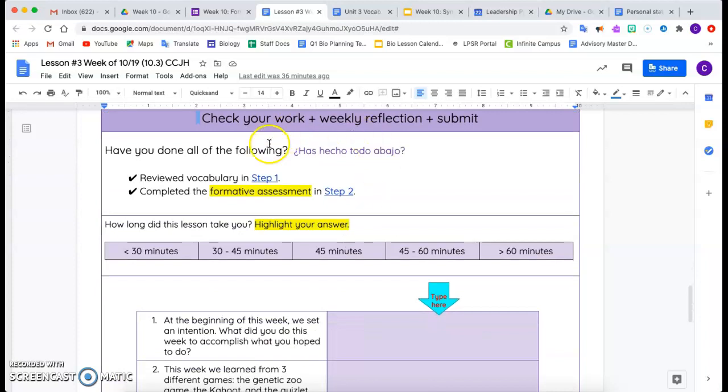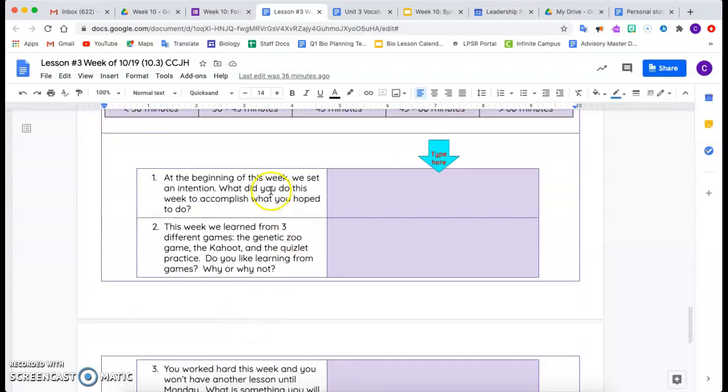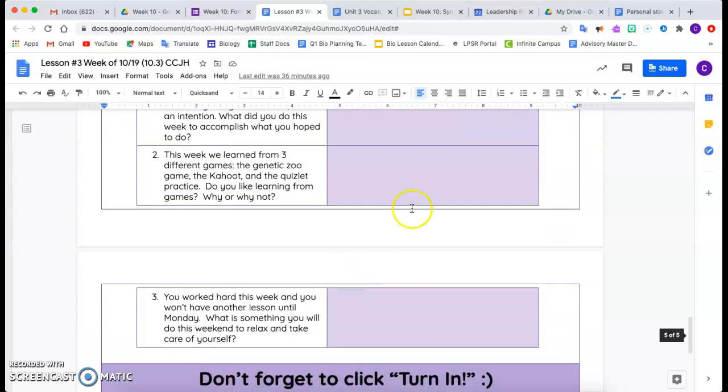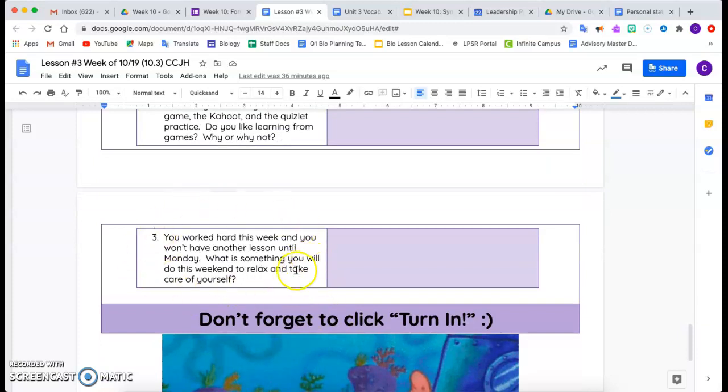All right, last thing is to fill out this reflection. You are going to reflect on your goals. You are going to reflect on the activities that we did and something that you are going to do to take care of yourself this weekend. Something I am going to do to take care of myself is go on a hike.